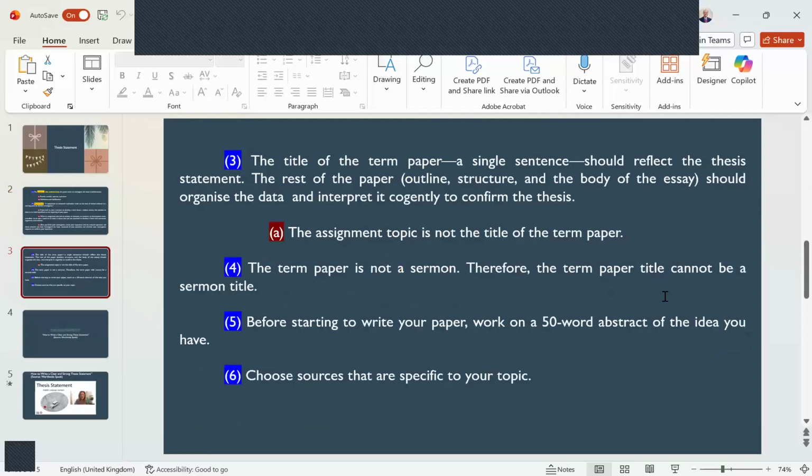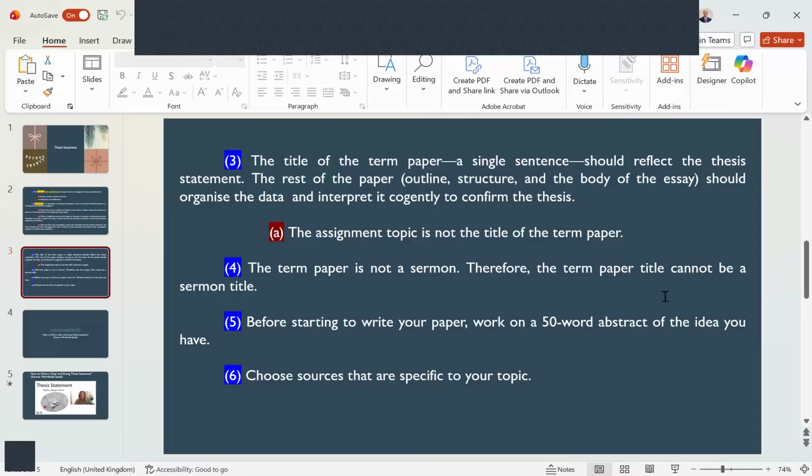Okay, so the term paper title should reflect the thesis statement. So, for instance, it's a wonderful point to illustrate. You could say in your term paper, Jesus, Son of Man, Son of God, God, a historical investigation. You could do that kind.